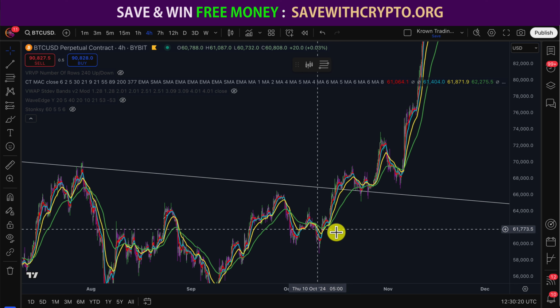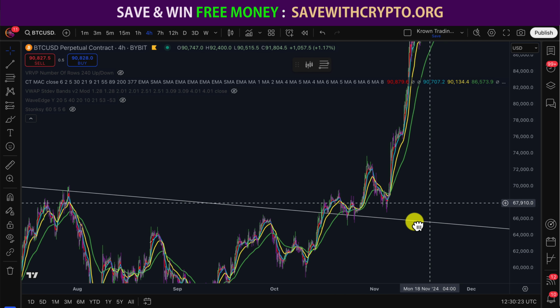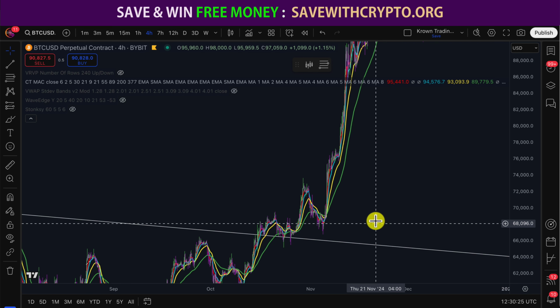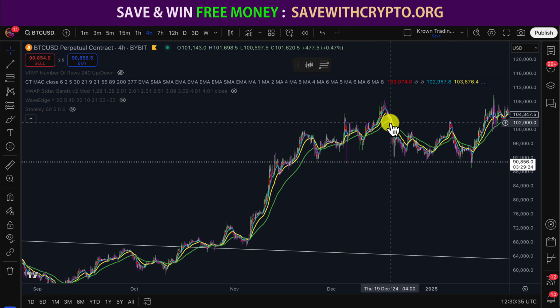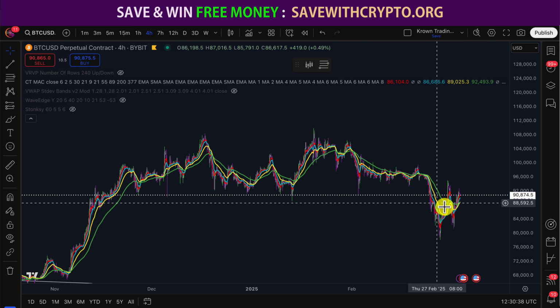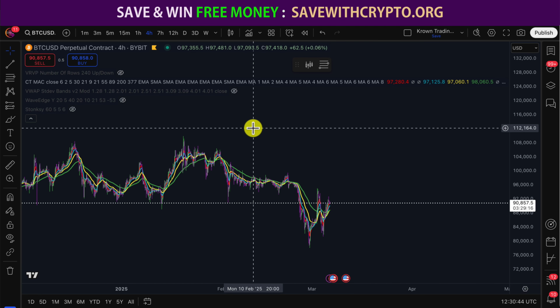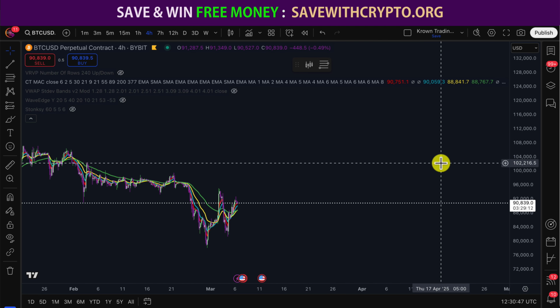This is more like the double bottom though here, isn't it? And obviously from that we went from 69,000 up to well over 100k. So the fact that these have crossed bullish 28 minutes ago is quite exciting for me.